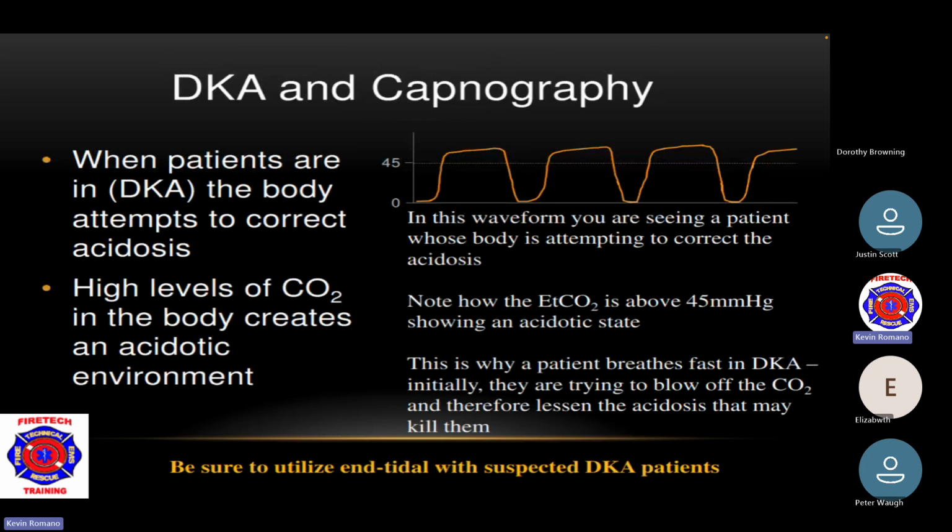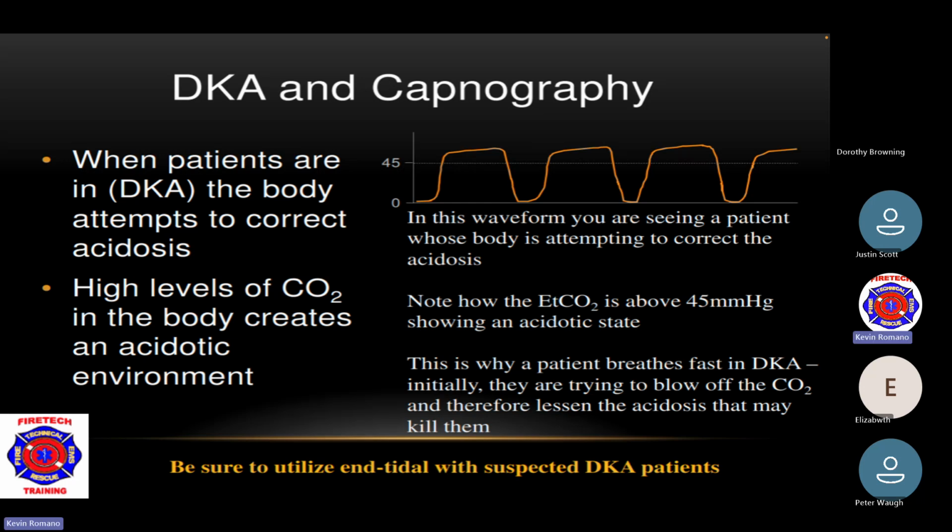Elevated waveform. So here comes the interesting fact with this we were talking about before. We mentioned before that a patient that's hyperventilating will have low carbon dioxide. If they're in DKA, their body needs to attempt to correct acidosis, therefore is going to breathe faster. But because there's so much acid in the system, they're still going to have high readings, right?